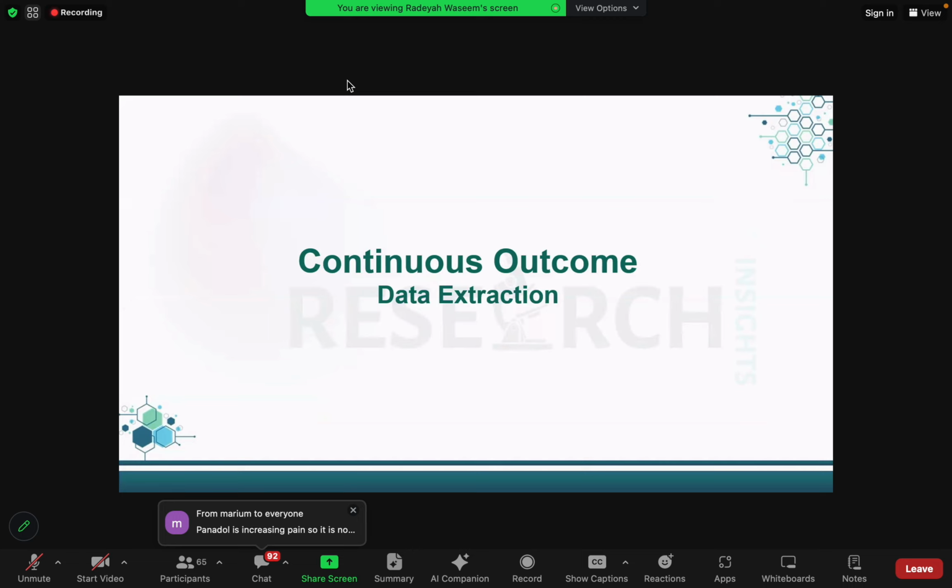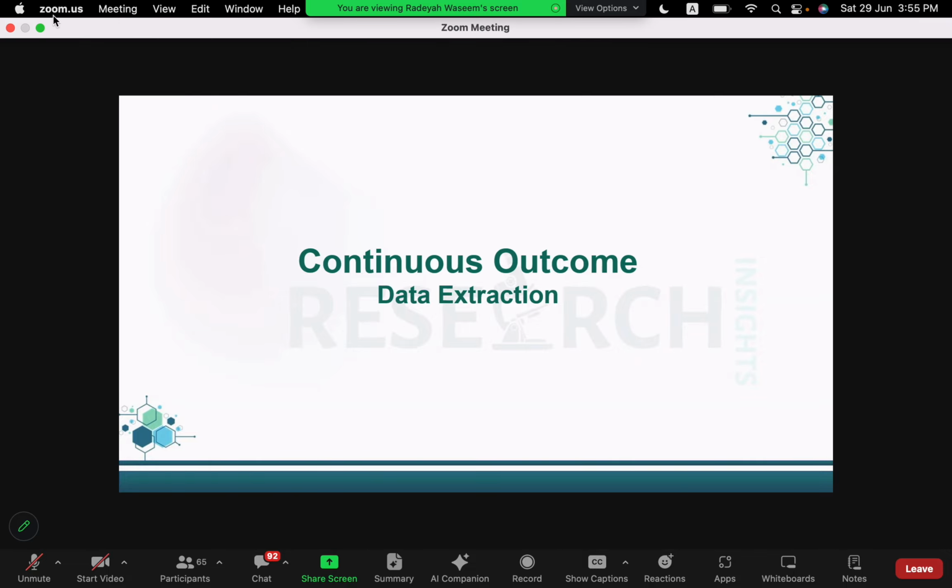Yes, Mariam, Panadol is increasing pain significantly. Your diamond will lie in that region, but in the conclusion you will write that Panadol was increasing the pain intensity significantly compared to the control. So our MBSR is better in reducing pain intensity compared to Panadol.